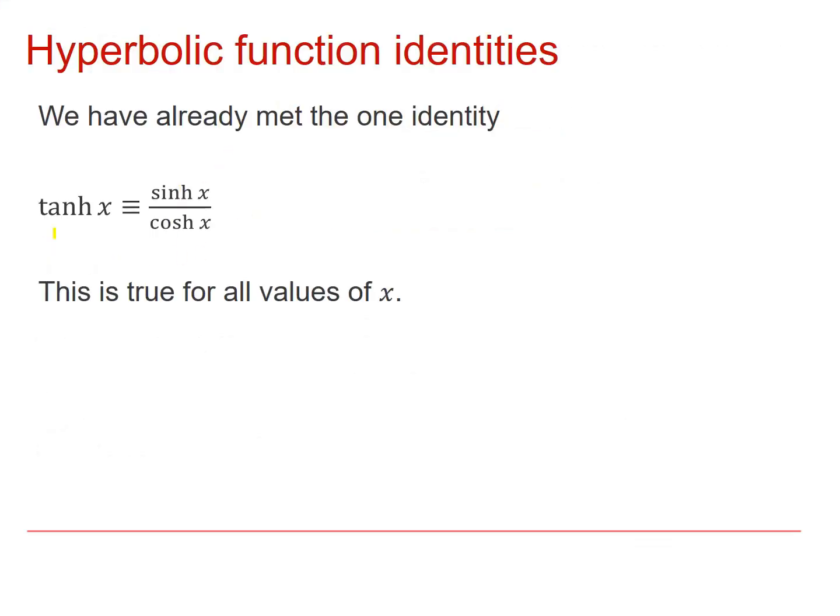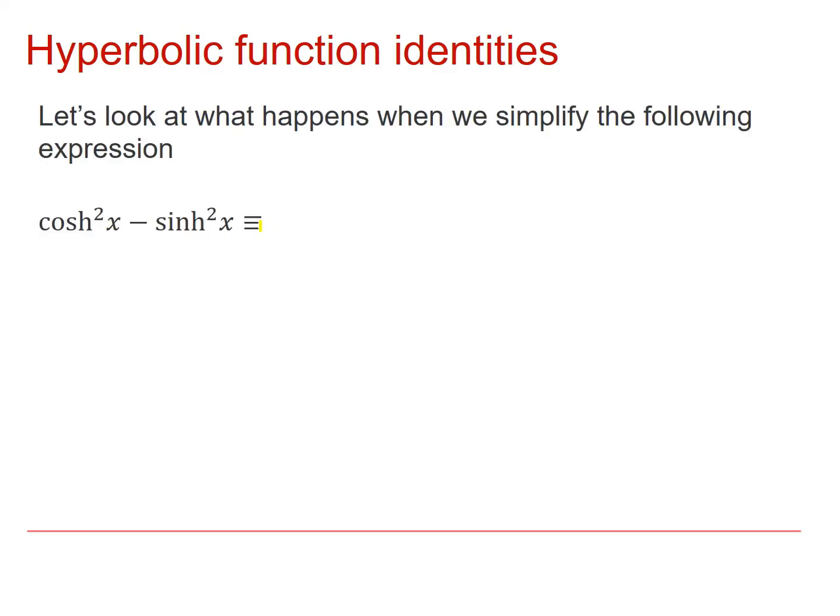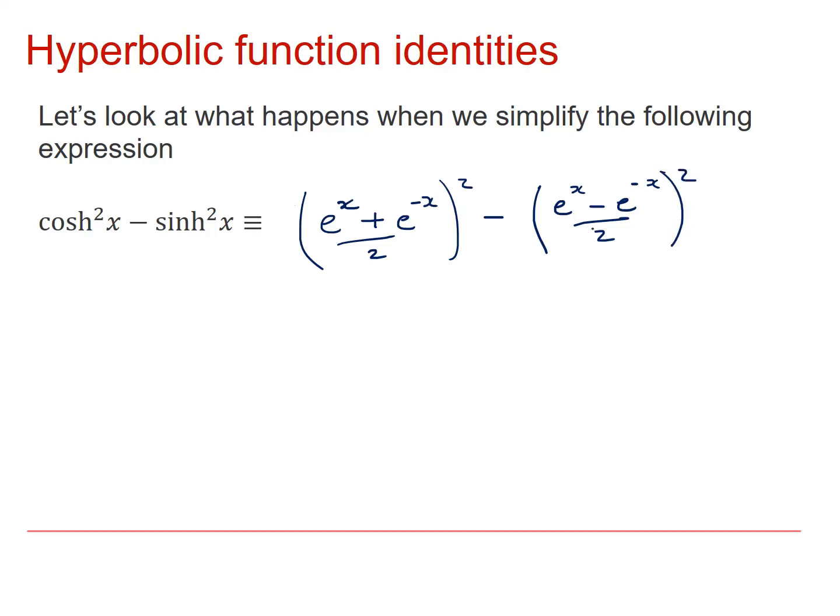We've already met this identity that tanh x is identical to sinh x over cosh x, and by identical we mean that this is true for all values of x. So let's look at what happens when we simplify this expression. I'm going to use the e to the x form for both functions, so (e to the x plus e to the minus x over 2) squared, take away (e to the x minus e to the minus x over 2) squared.